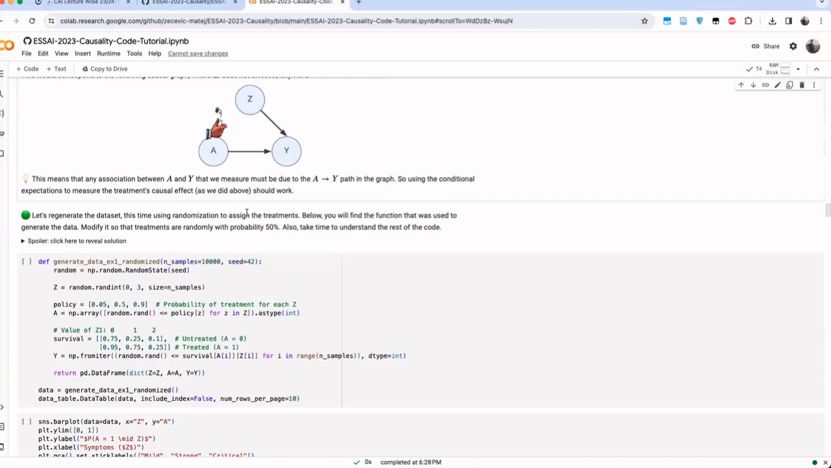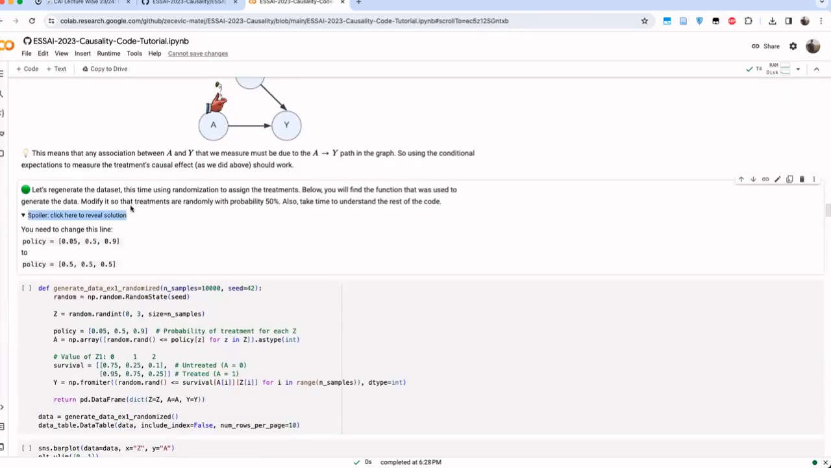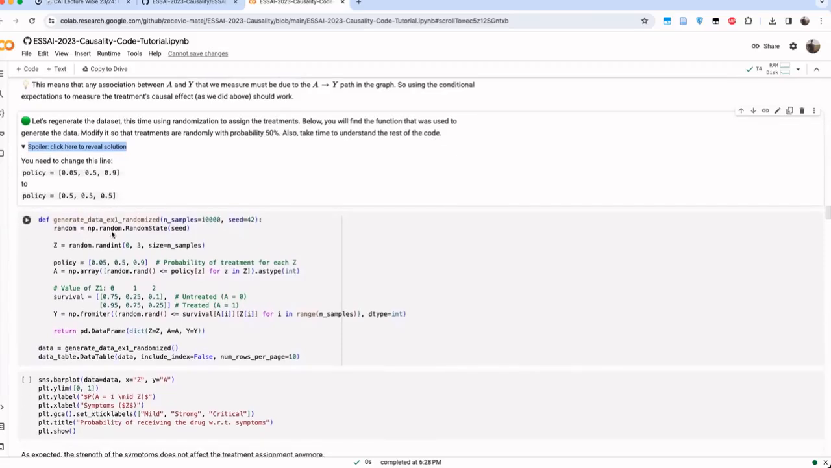And so we're going to use our function from before to generate data, but here we have to change a little bit, right? So that's why you see here that there's a spoiler, and we're clicking on this. So what do we see? We have to change the policy here, right? So the policy is the probability of treatment for each of the Z, right? So mild, strong, and critical condition, right? And what we're going to do is put them all to 0.5, right?